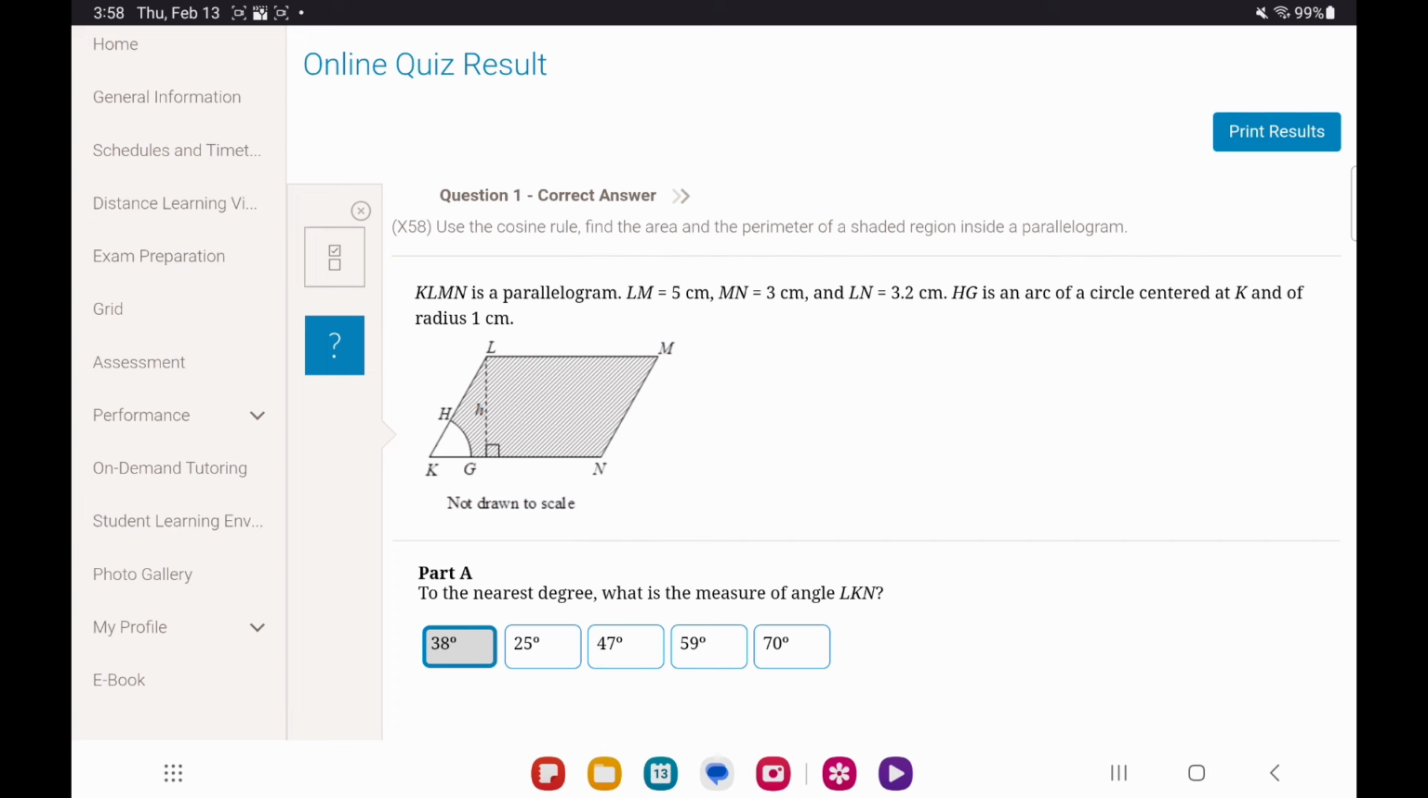So what a normal human being is going to do, and I'm pretty sure we're all normal, is take the area of this parallelogram and minus it by the area of this sector here, and then you'll get the area they want, which is this part. So first, let's find the area of the parallelogram. The area of a parallelogram is base times height. Base is any of these two, LM or KN, because we only have the value of LM, so it's 5.